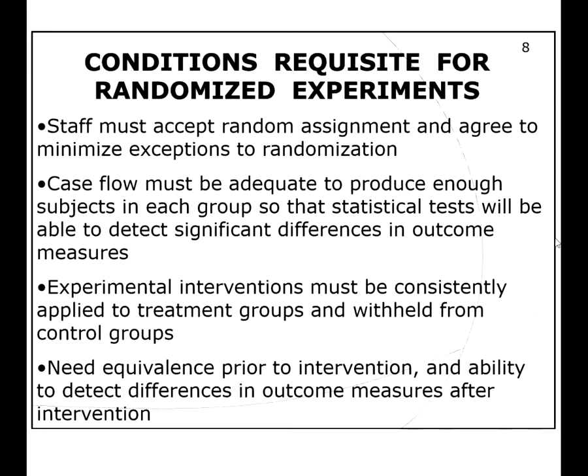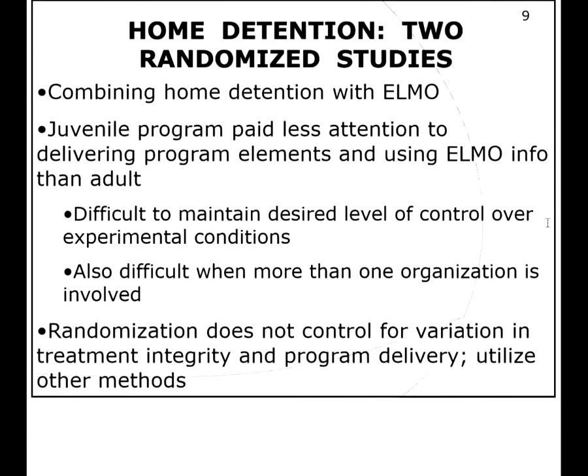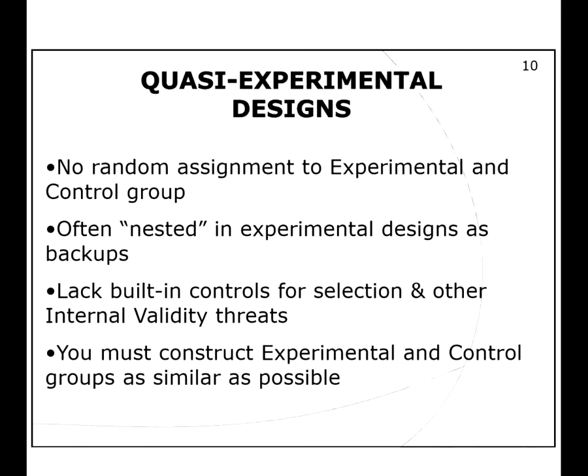Experimental interventions must be consistently applied to treatment groups and withheld from control groups, which can be a big problem, right? You don't want to withhold things from some people, as they won't like that. You shouldn't withhold drug treatment from some people, but there are natural experiments. Like I said, some people don't get into drug court, some people do. So you're not necessarily deciding who goes and who doesn't. That's an important thing to think about too. You're not really hurting anybody.